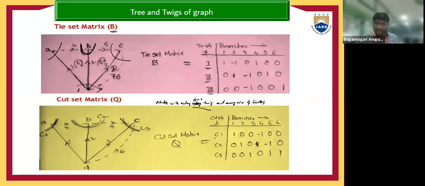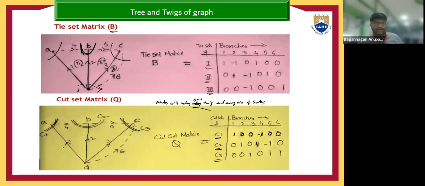So I'll write it as C1, C2, C3 here. And the branches I have are 6 branches, right? What about the directions? Whatever twigs or links are connected to node A are given a value of 1 and the rest of them are given 0, because the twigs or links which are connecting node A are only 1 and 4. So I'm giving 1 below 1 and 1 below 4, and the rest, 2, 3, 5, 6, I write as 0.